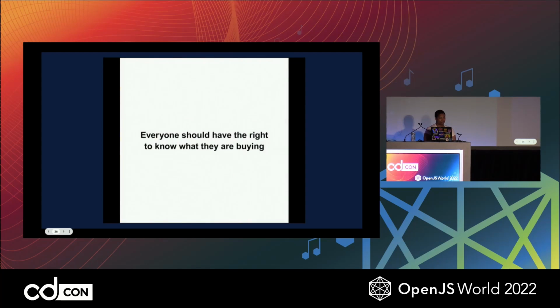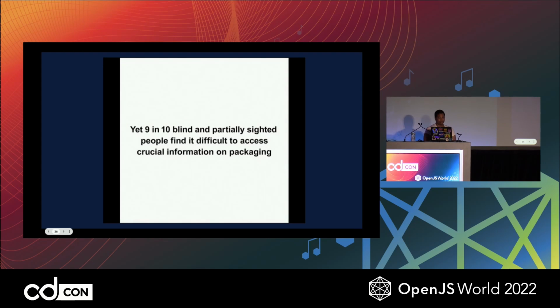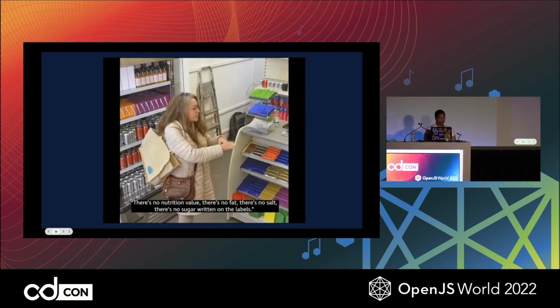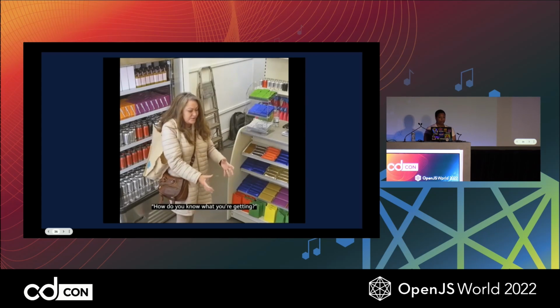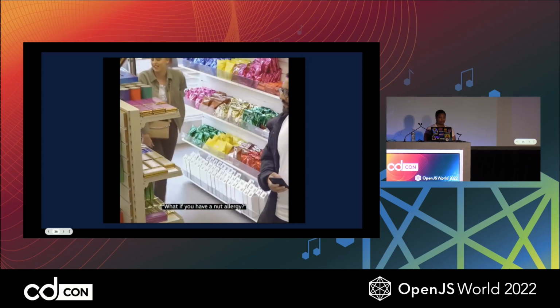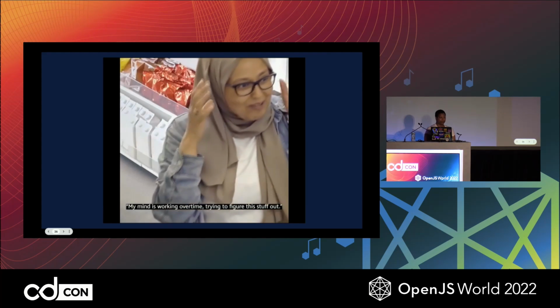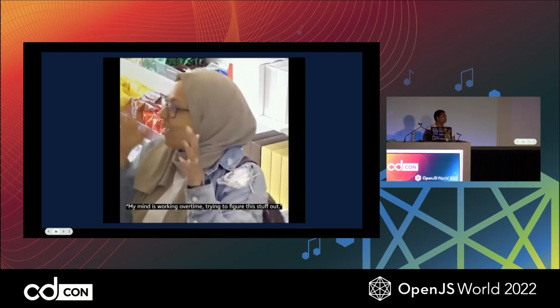A title reads, "Everyone should have the right to know what they're buying." Yet 9 in 10 blind and partially sighted people find it difficult to access crucial information on packaging. There's no nutrition value, there's no fat, there's no salt, there's no sugar written on the labels. How do you know what you're getting? What if you have a nut allergy? Good question. My mind is working overtime right now trying to figure this stuff out.